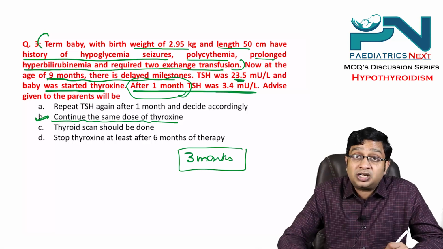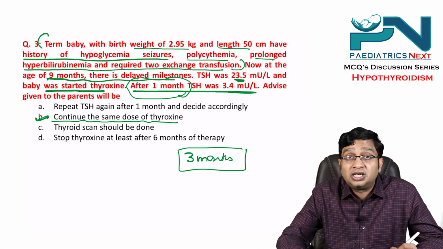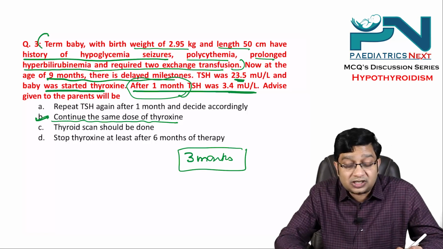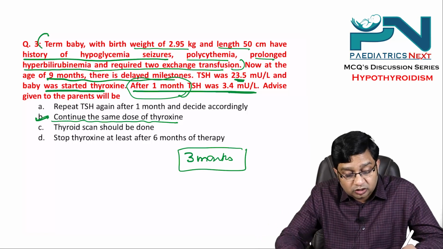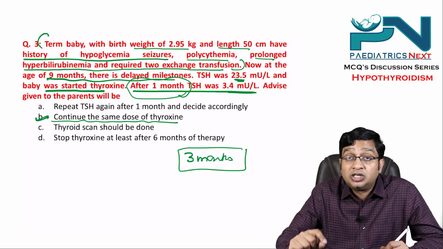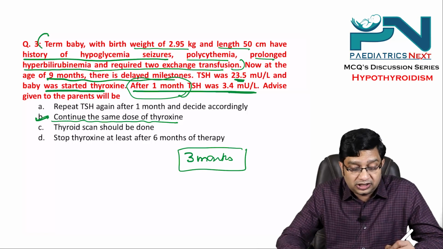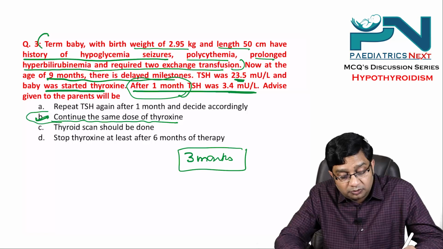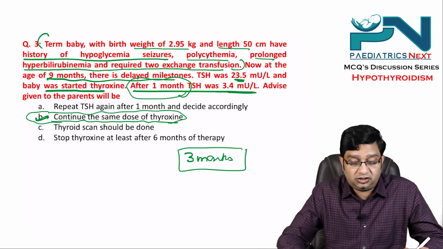Thyroid scan should be done. Thyroid scan is mostly required in the cases of thyroid dysgenesis, and that is when the child mostly manifests at birth. Here the child has manifested at 9 months of age. Stop thyroxine at least after 6 months. You should take a decision after 3 months after going for the TSH test. So you should advise the most appropriate answer is continue the same dose of the thyroxine.